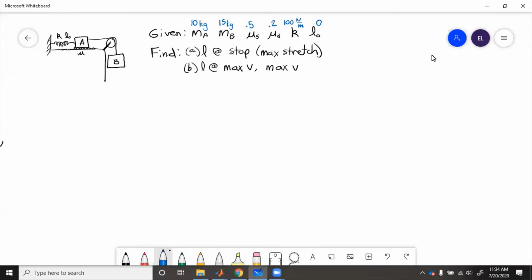In this example, we've got a block on a frictiony table connected to the wall with a spring and connected to a hanging block by a rope over a frictionless ideal pulley. We're given the masses of the blocks, friction on the table, spring constant and initial length of the spring, and we need to find the spring length at its maximum stretch and at its maximum velocity. Also, what that maximum velocity is.